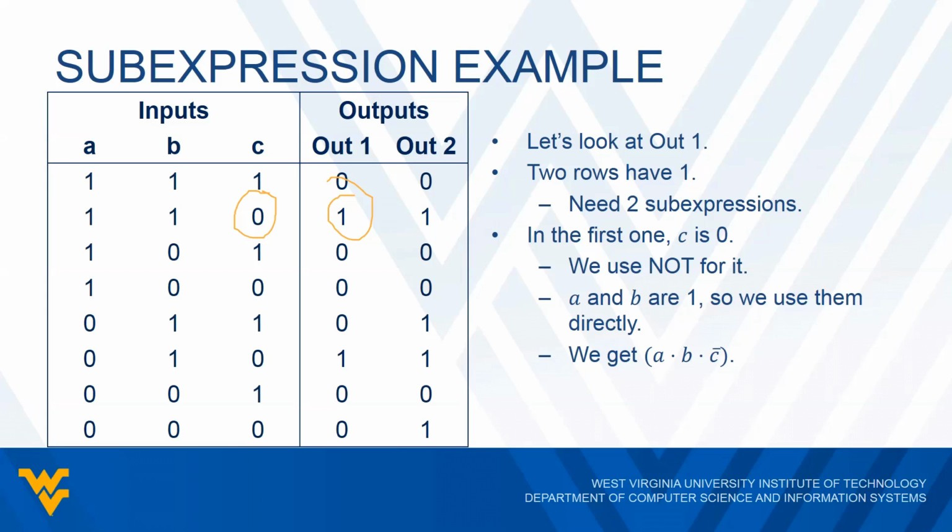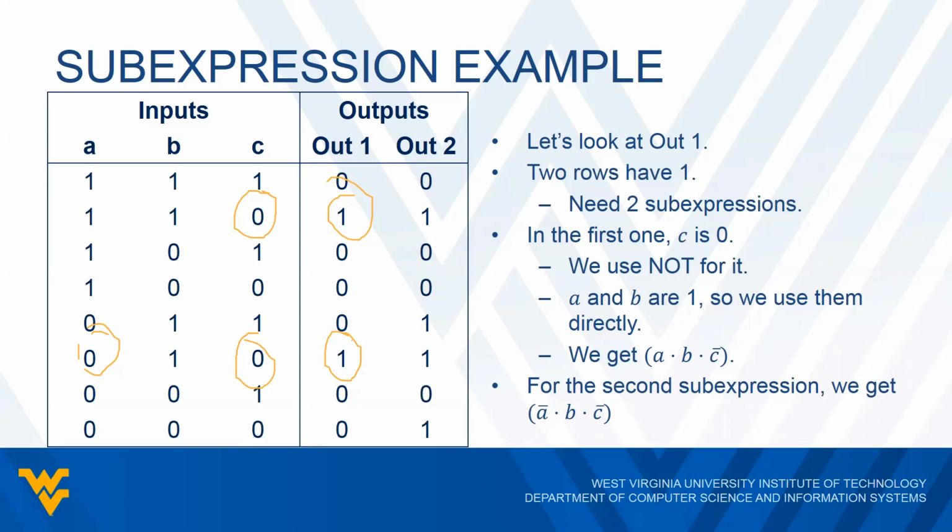So when we combine that using the AND operator, we would get A and B and not C. And that would produce our 1 for the output. Now for the second sub-expression, down here, we'll get not A and B and not C. Well, how do we do that? Notice that the A and the C both have zeros in this row, which means we need to apply the not operator for both A and C. B is already 1, so we're going to leave that alone. So that's how we would get not A and B and not C.